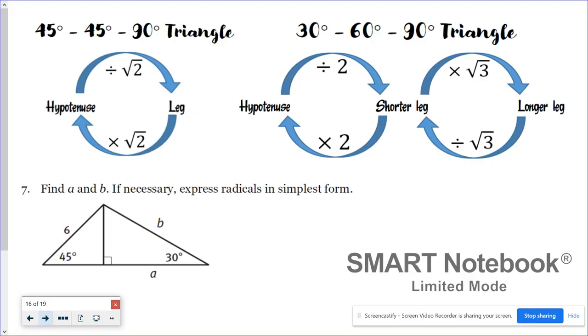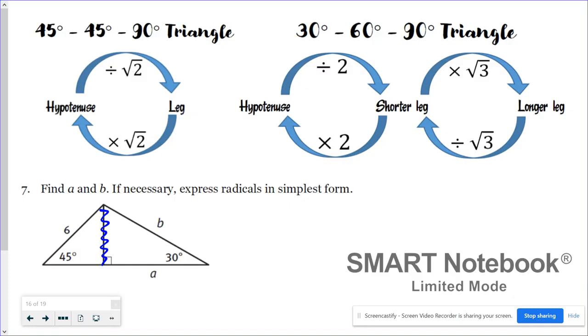In problem number 7, notice that we have a 45, 45, 90 triangle and a 30, 60, 90 triangle, and we want to find the values of A and B. This is probably going to require a couple of steps, because A and B are sides of the 30, 60, 90 triangle, and I don't know anything about that triangle. I do notice that this right here is a side of my 45, 45, 90 and also of my 30, 60, 90. So the length of that side is key to finding A and B.